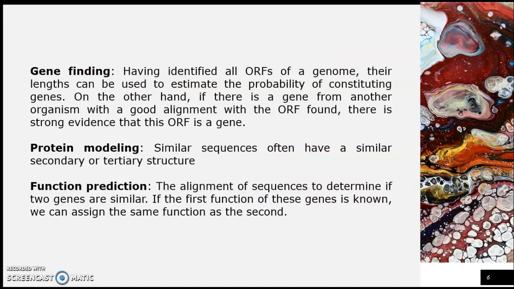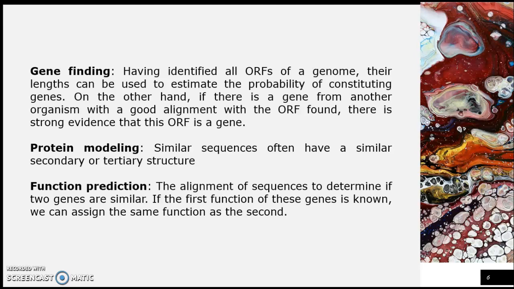And why do we want to find these genes? Because we can identify new genes. Identify all open reading frames of their genome. The links can be used to estimate the probability of constituting genes. On the other hand, if there's a gene from another organism with a good alignment with the ORF found, there is strong evidence that the ORF is a gene.